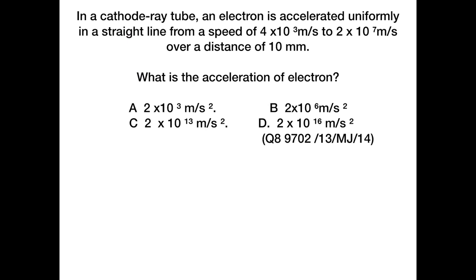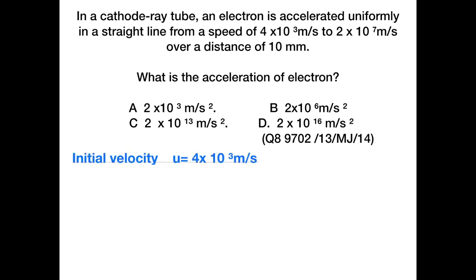So they say that an electron is accelerated uniformly. They have to use the word uniform because the equations of motion can then be used if the acceleration is uniform. Now they've given us two speeds, from 4 into 10 power 3 to 2 into 10 power 7. Now they've used the word speed, but we have to consider these two values as the initial velocity of the electron and the final velocity of the electron. Over a distance of 10 millimeters, mm stands for millimeters, so we need to convert the milli later on into the SI units. So they want us to find the acceleration of the electron.